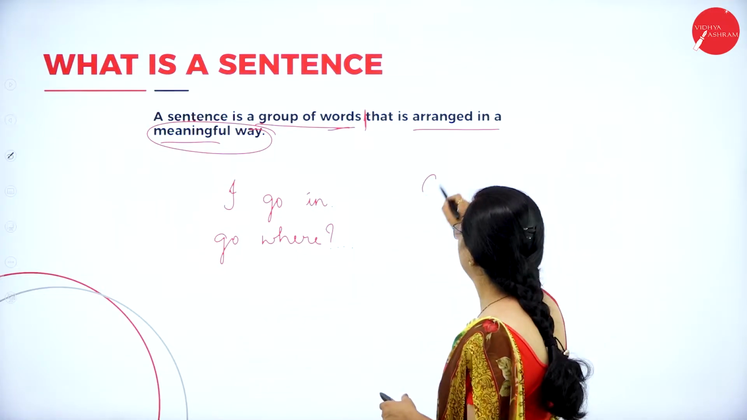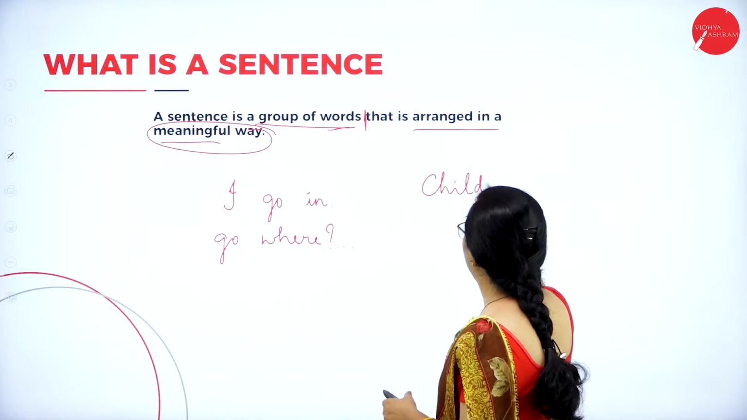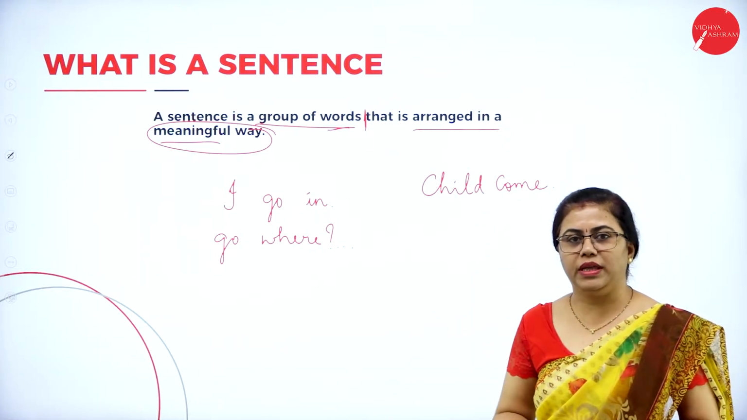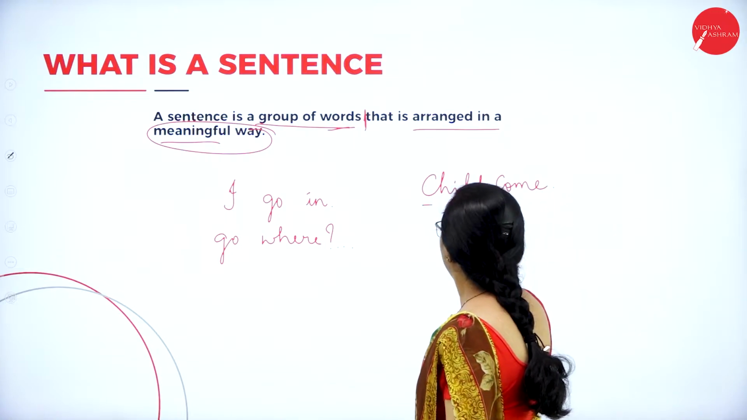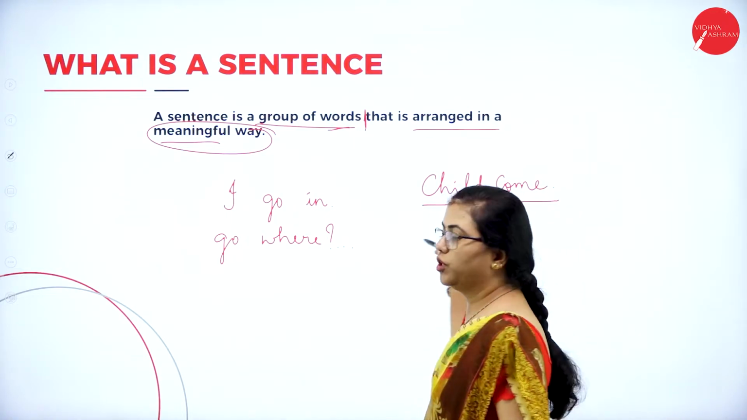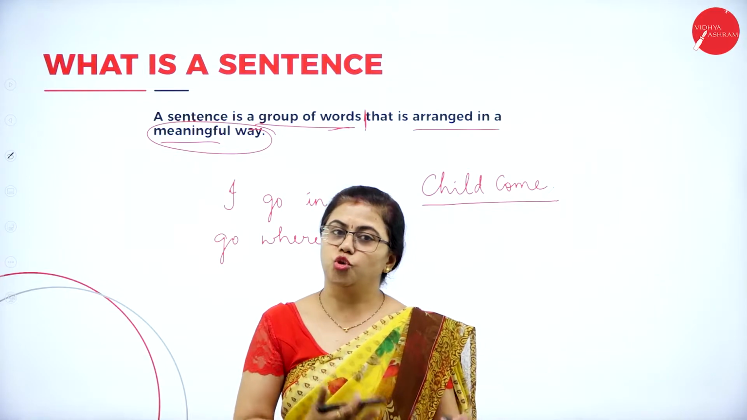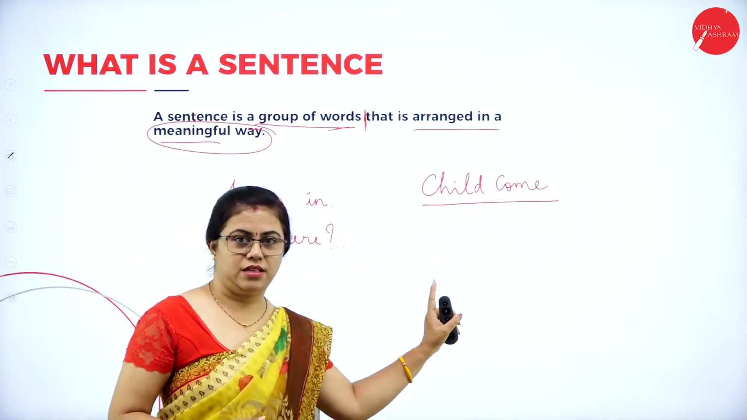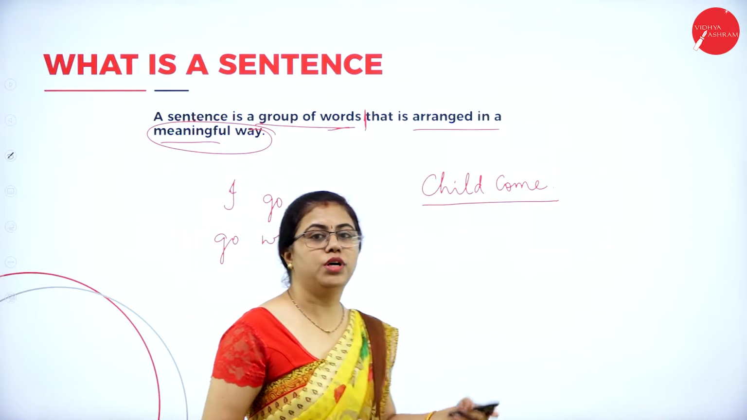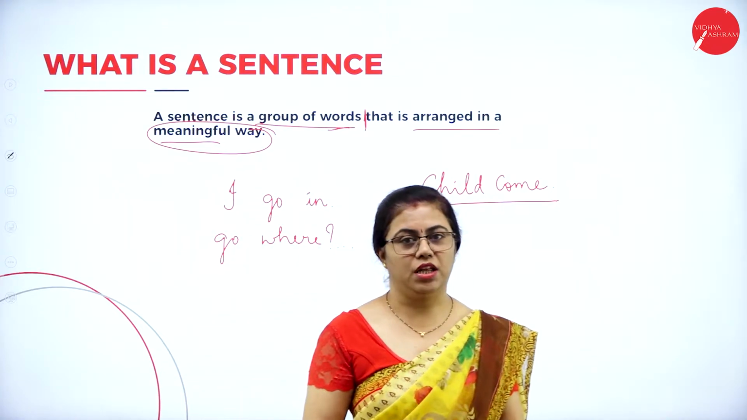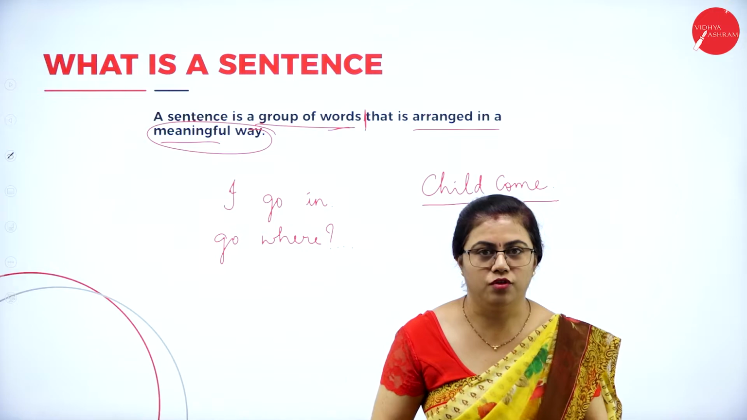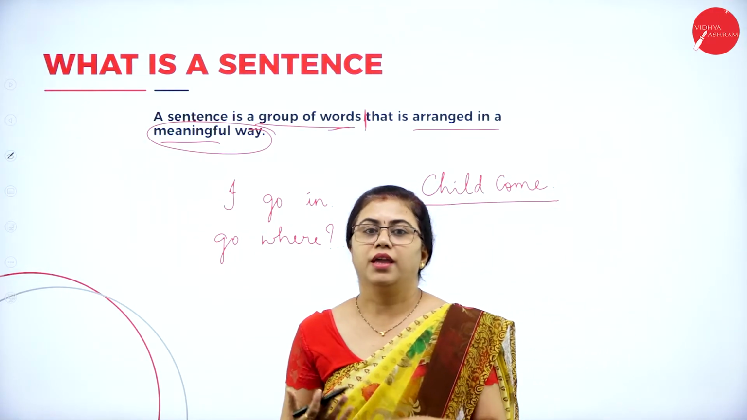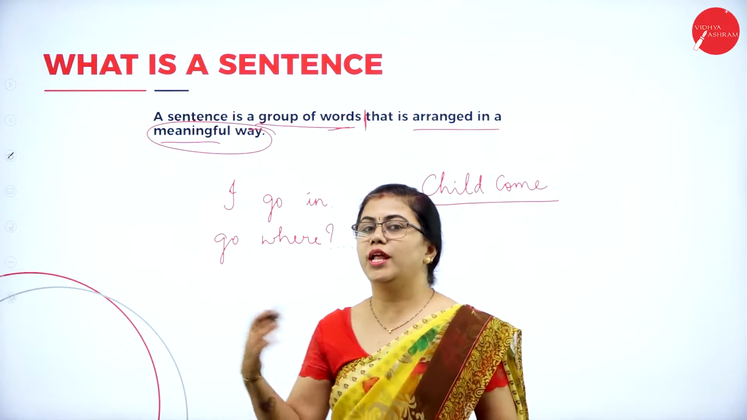Suppose I say, another example I'm giving you, child come. No meaning at all, isn't it? Though this is put in sequence, it has no meaning because it is not a group of words that contains meaning. We have to add a few more words in order to make it meaningful. How do we make it meaningful? We have various ways in which we can make it meaningful. So let's go further.